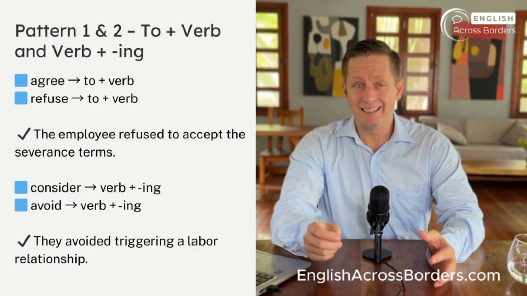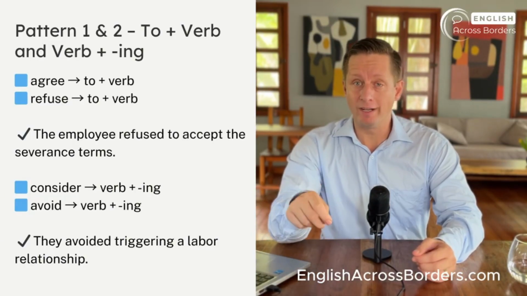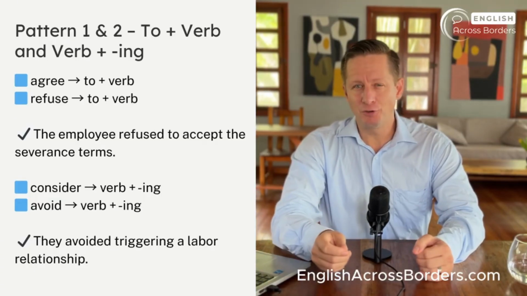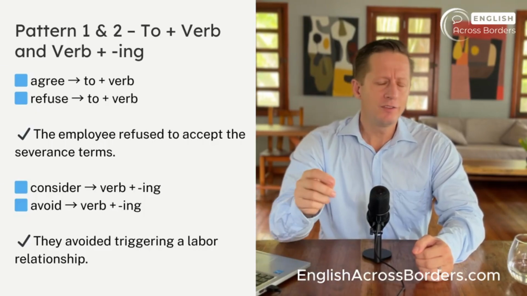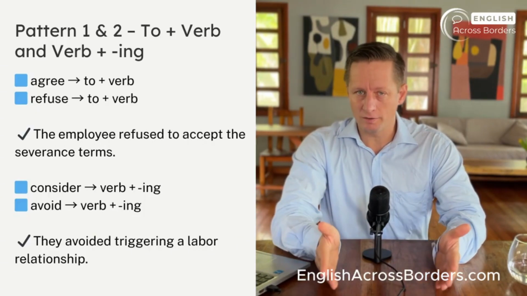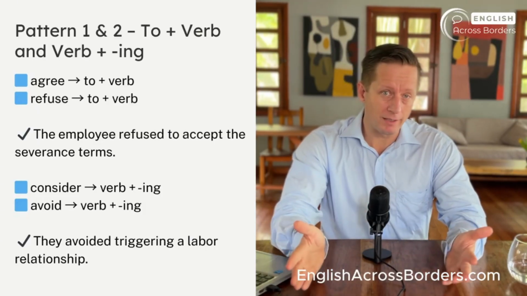Other verbs like consider or avoid need the ing form. For example, they avoided triggering a labor relationship. Again, if you said it avoided to trigger, it wouldn't sound right. These choices aren't random, they're built into how English works. But once you learn the pattern, it becomes automatic.